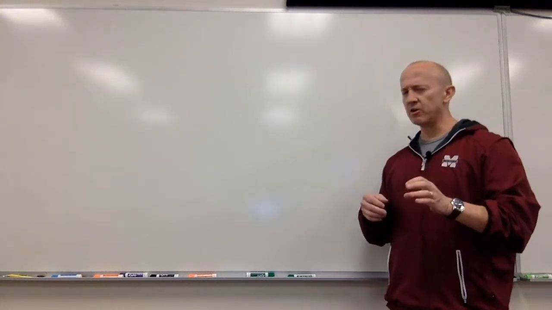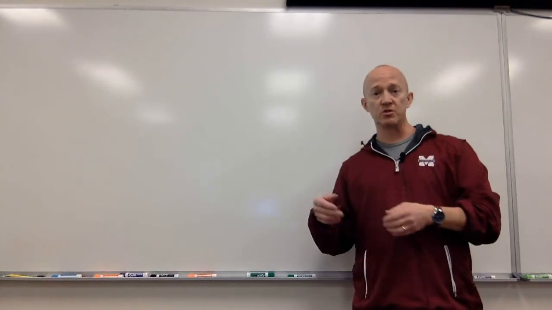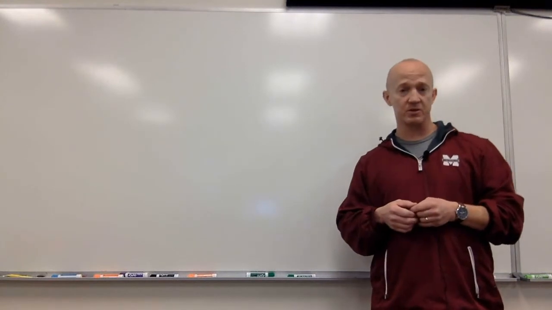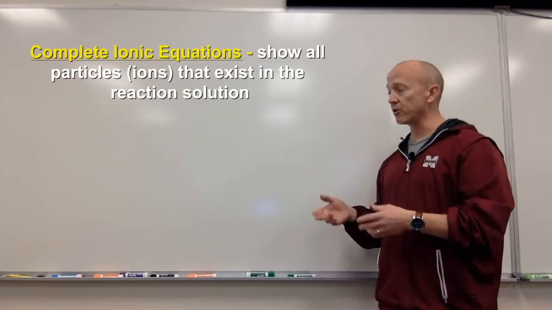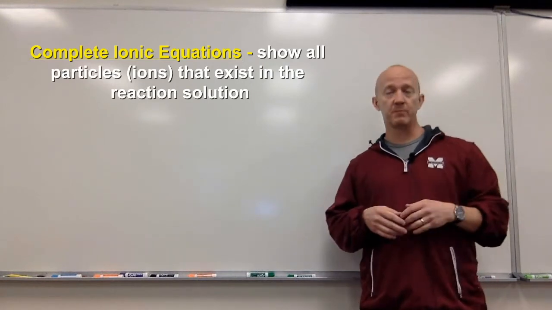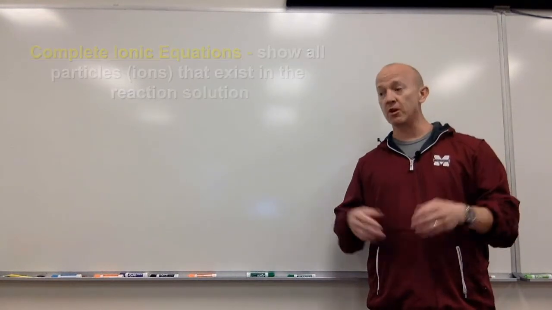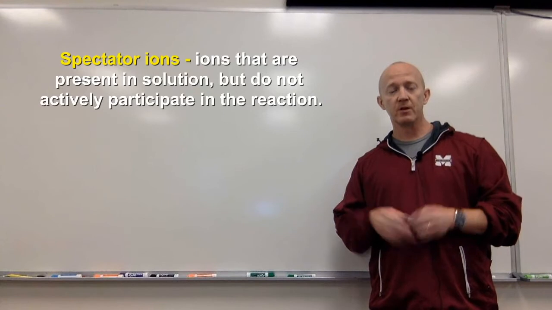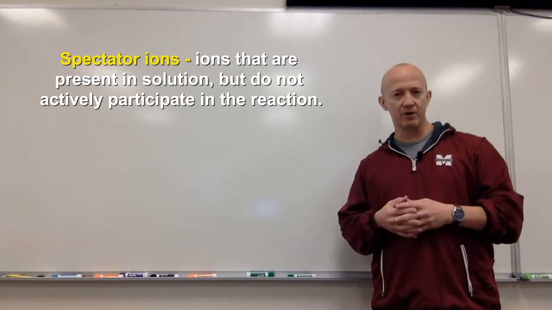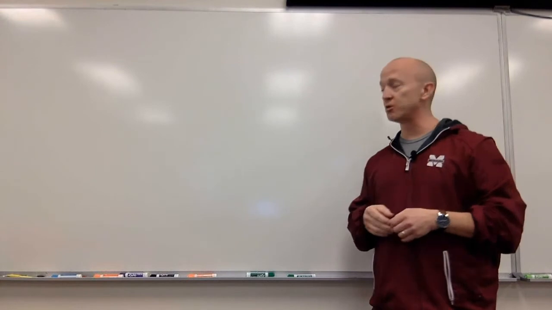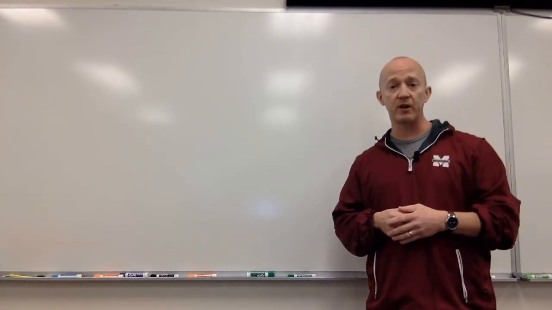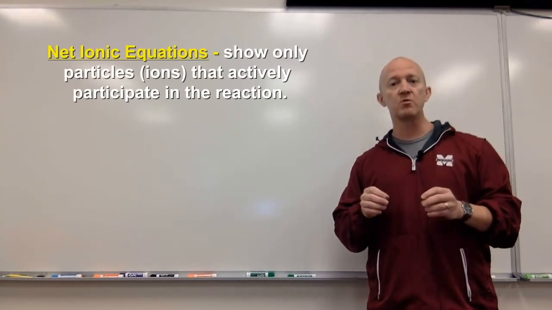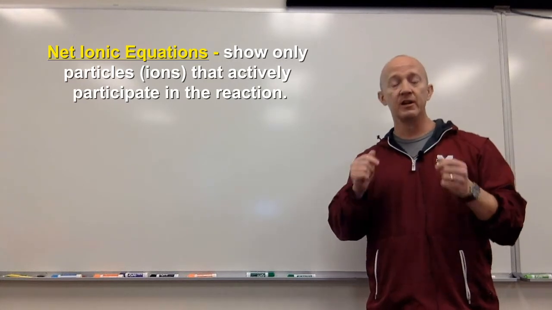In order to understand a little better about what's going on when we put these aqueous solutions of ionic compounds together, we use complete ionic equations and net ionic equations. Complete ionic equations show all the particles that exist in that solution. But as we could see from our love story, some particles are really involved in the reaction while others not so much. They don't really participate. Those ions are known as spectator ions. While a complete ionic equation will show us all those particles, including those spectator ions, a net ionic equation does not. A net ionic equation only shows us the particles that are directly involved in that reaction.